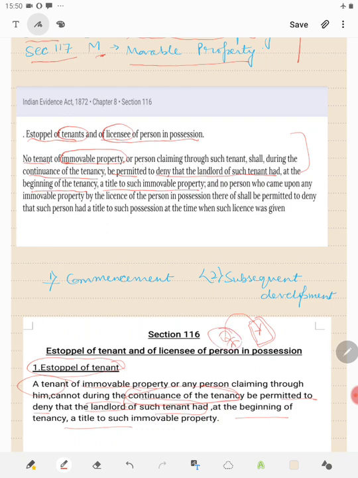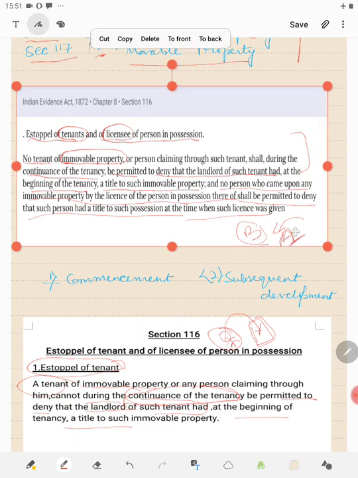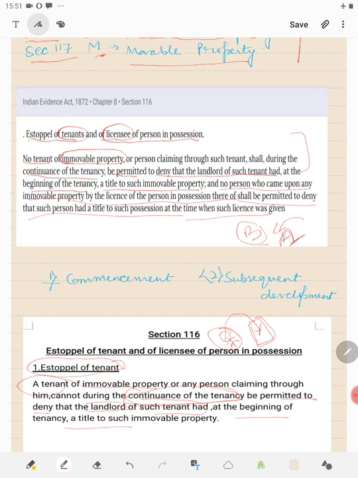Then the second part says that no person who came upon any immovable property by the license of a person in possession shall be permitted to deny that such person had the title at the time when such license was given. So suppose a person A is in possession and B comes on the license of A. So B is entering on the license of A, then B cannot deny that at the time when A was in possession and A gave license to B, A had no right to give that license.